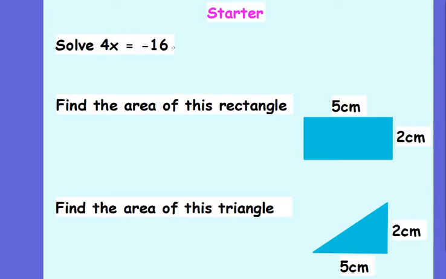Here's the starter for today. Can you solve 4x is equal to negative 16? Can you find the area of this rectangle and can you find the area of this triangle for me? Pause the video and have a go at those questions in your light blue books now.